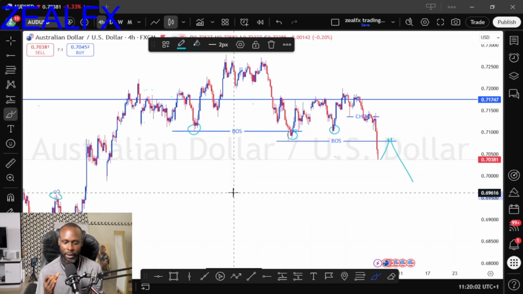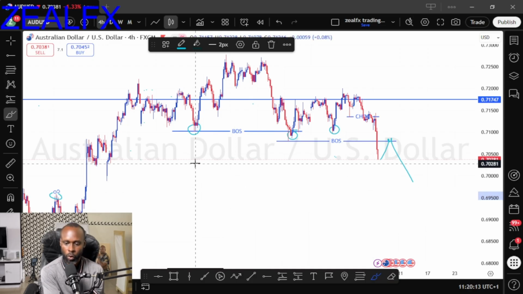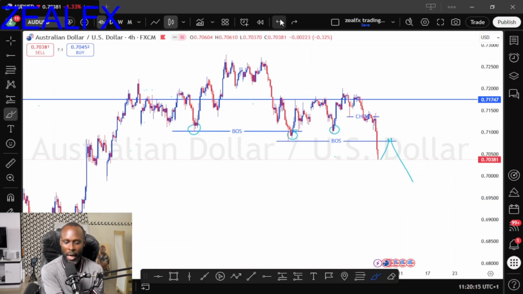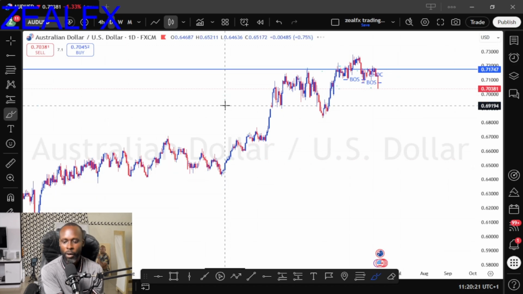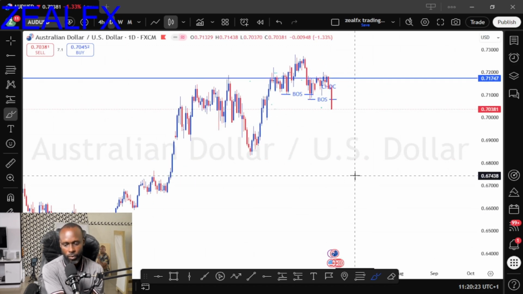But we can't just decide because the 4-hour structure is clear for downtrend movement. We don't know if this structure break on the 4-hour time frame is a trap. So we need a confirmation from the daily structures to also know if we are clearly on a downtrend on the Australia USD. So let's look at the daily time frame of the Australia USD.